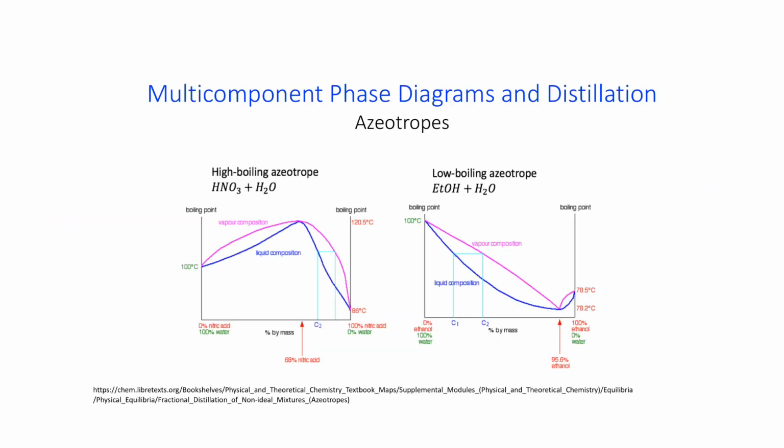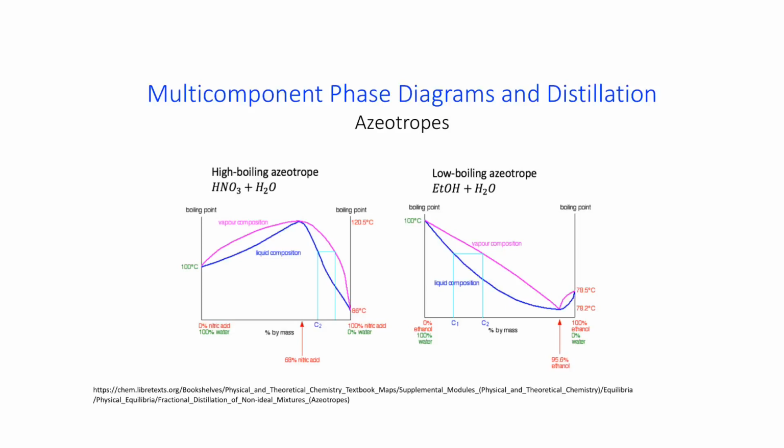Here's a picture of what it looks like when we have non-ideal solutions that deviate strongly from Raoult's law. These examples are nitric acid and ethanol. These are two really common azeotropes that you'll encounter. This azeotropic behavior is common for solutions where you have really strong intermolecular interactions between the two components.